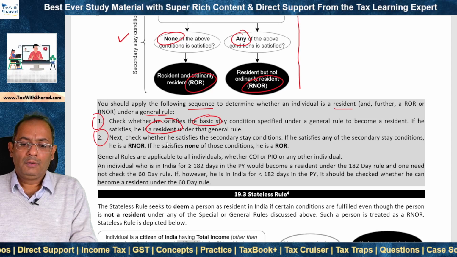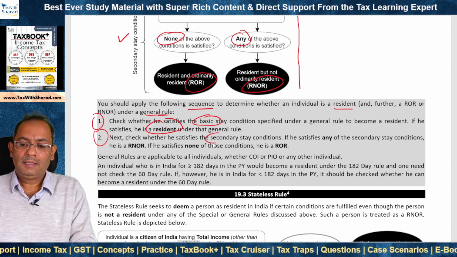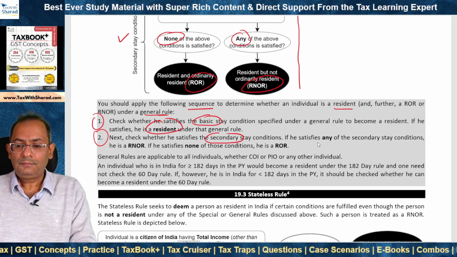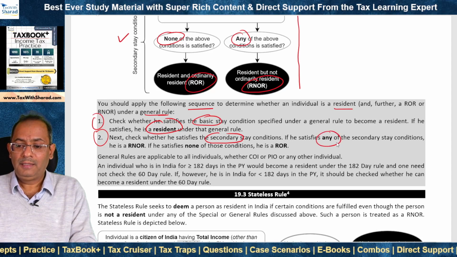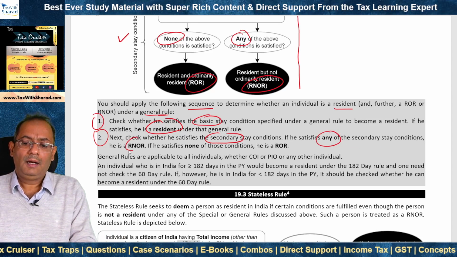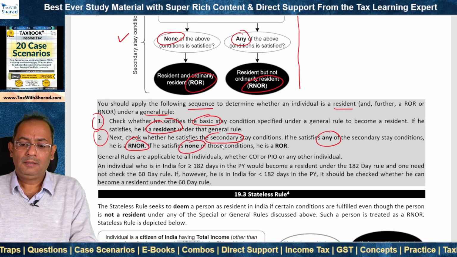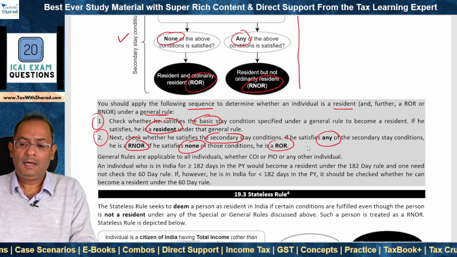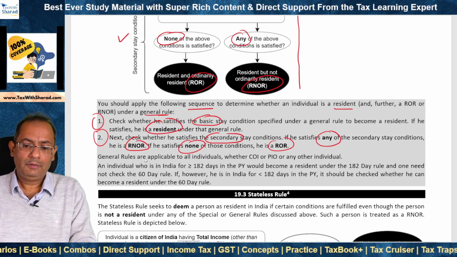Secondly, we need to check whether he satisfies the secondary stay conditions. If he satisfies any of the secondary stay conditions or both of them, he is a RNOR, and if he satisfied none of these conditions, he is a ROR. So these are the general rules.